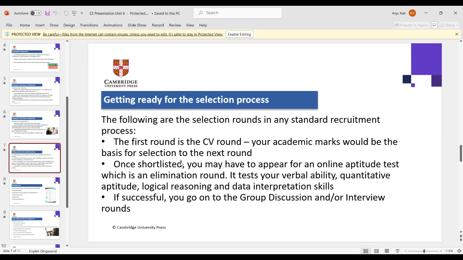Once shortlisted, you may have to appear for an online aptitude test, which is basically an elimination. It tests your verbal ability, quantitative aptitude, logical reasoning, and data interpretation skills. You may wonder why they would ask this, but it is relevant. These standardized tests can measure your IQ, your EQ, your verbal skills, and your mathematical and logical skills. Some companies even ask about current news awareness.